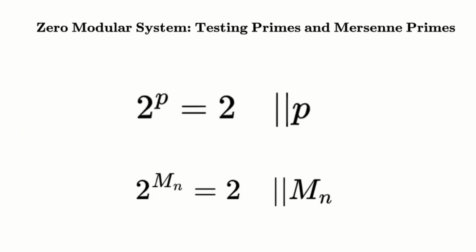Welcome to this video where we dive into the fascinating world of the Zero Modular System, or ZMS for short. ZMS is a unique way of handling modular arithmetic where the modulus isn't fixed and can even be zero. This system brings new rules and notations that redefine how we think about division and remainders. Let's get started. What is ZMS?